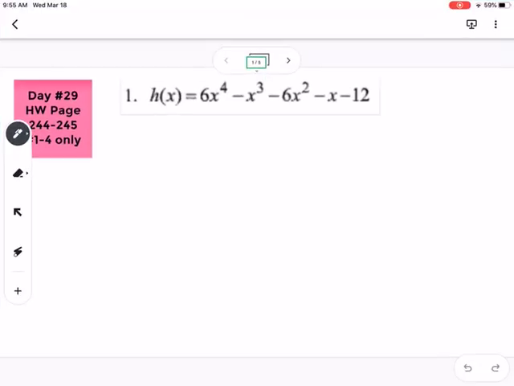Good morning, guys. So this is page 244 to 245. You are only responsible for numbers 1 through 4. I'm going to walk you through how to find all of the roots of a polynomial function. Please keep in mind you can use your graphing calculator or Desmos or whatever you're using, because otherwise it's next to impossible to find the imaginary roots.